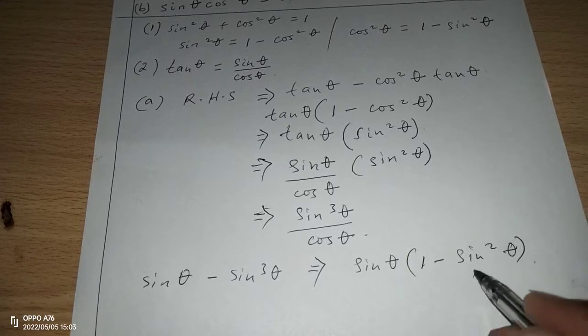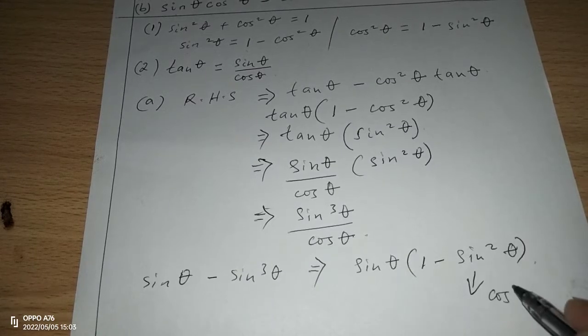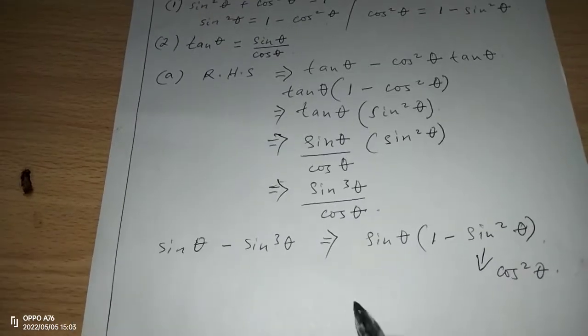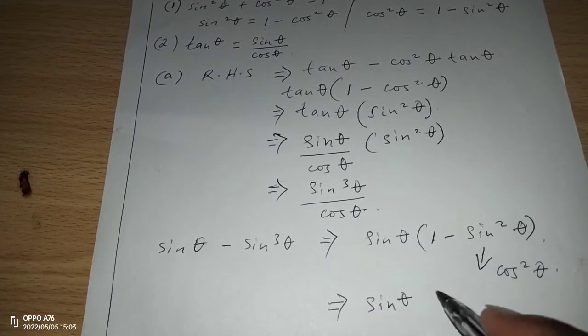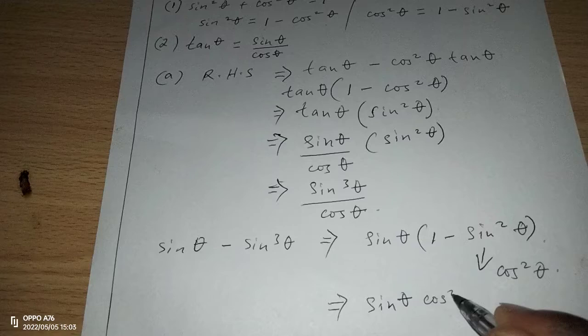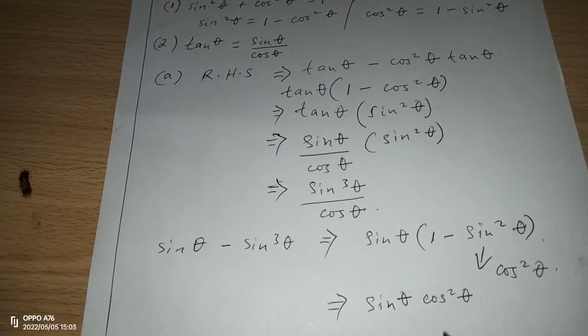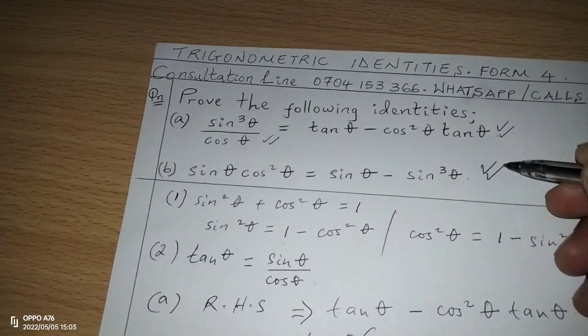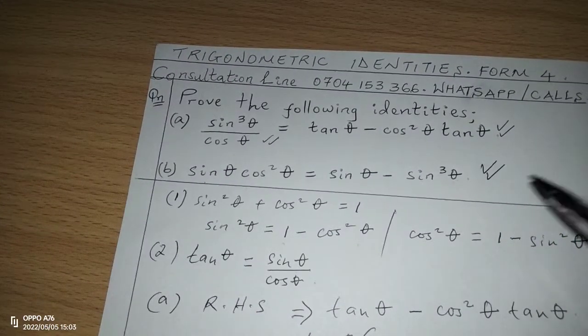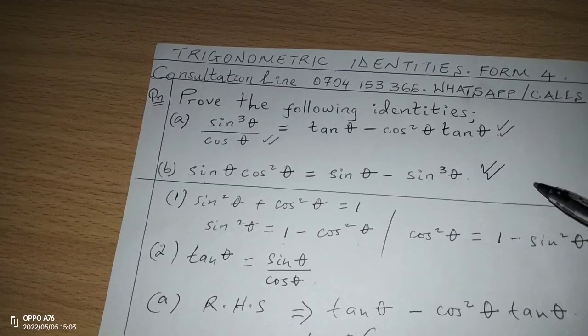And according to the first trigonometric identity, this value equals cosine squared of theta. Therefore, we can settle it, the sine theta times the cosine squared of theta. Therefore, this expression is on the left hand side of this equation, and therefore we have proved that the right hand side is equal to the left hand side of the equation.